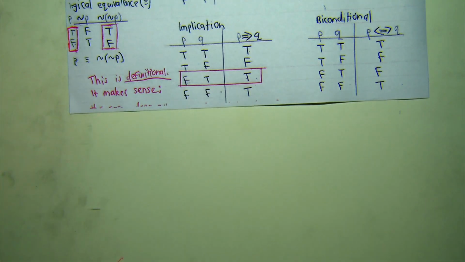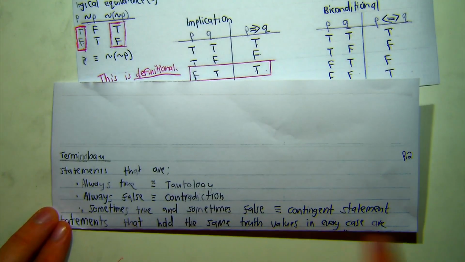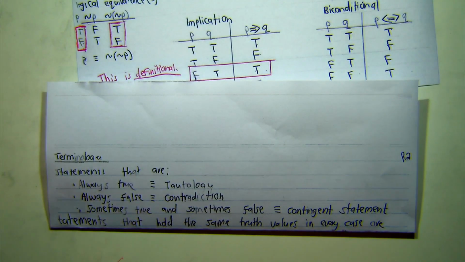I think there might be a bit more. Oh yeah, that last part just says logical equivalence when they have the same truth values in every state of the world. Okay, so that's just the introduction part.